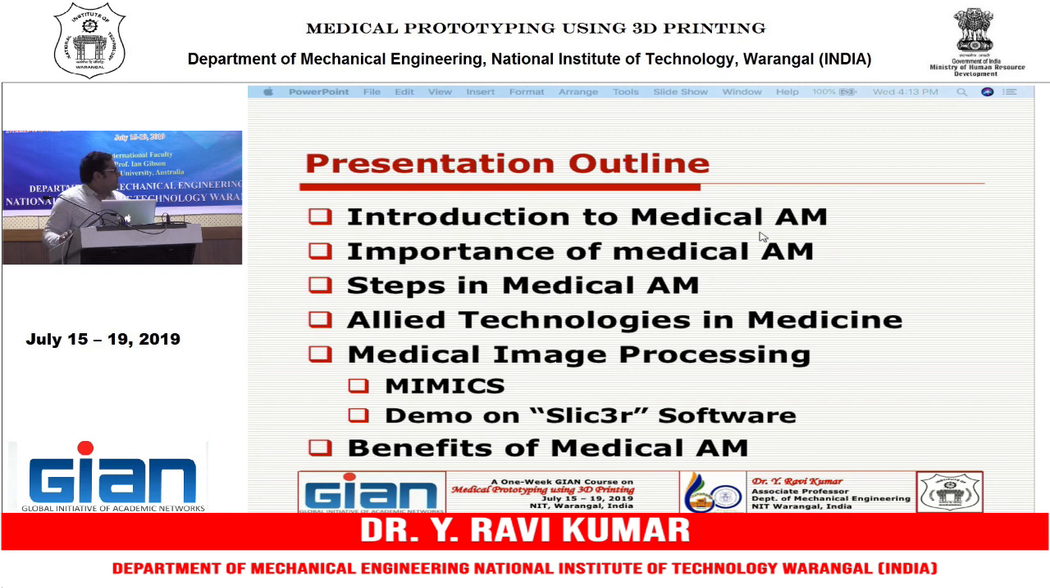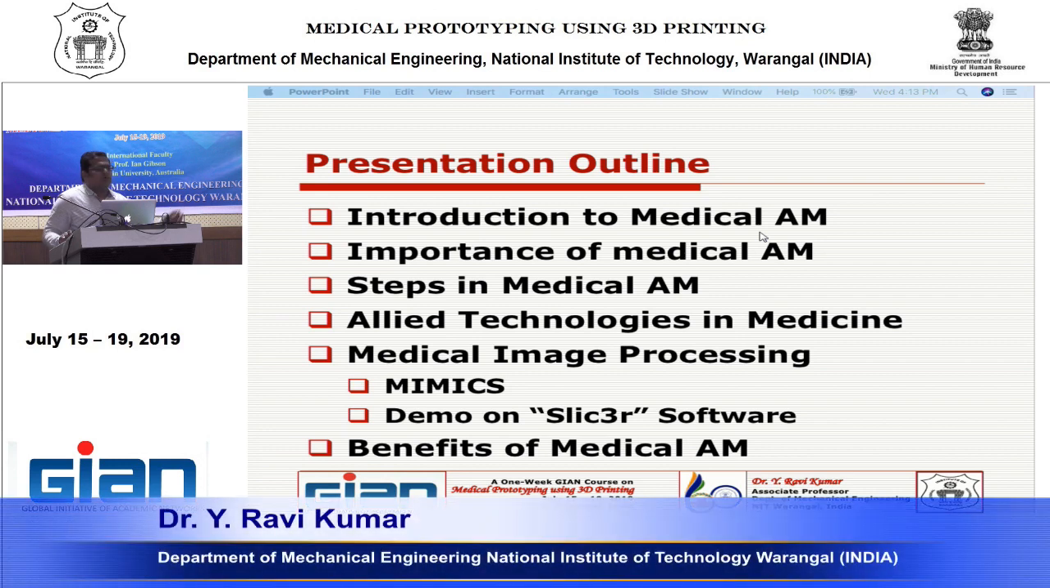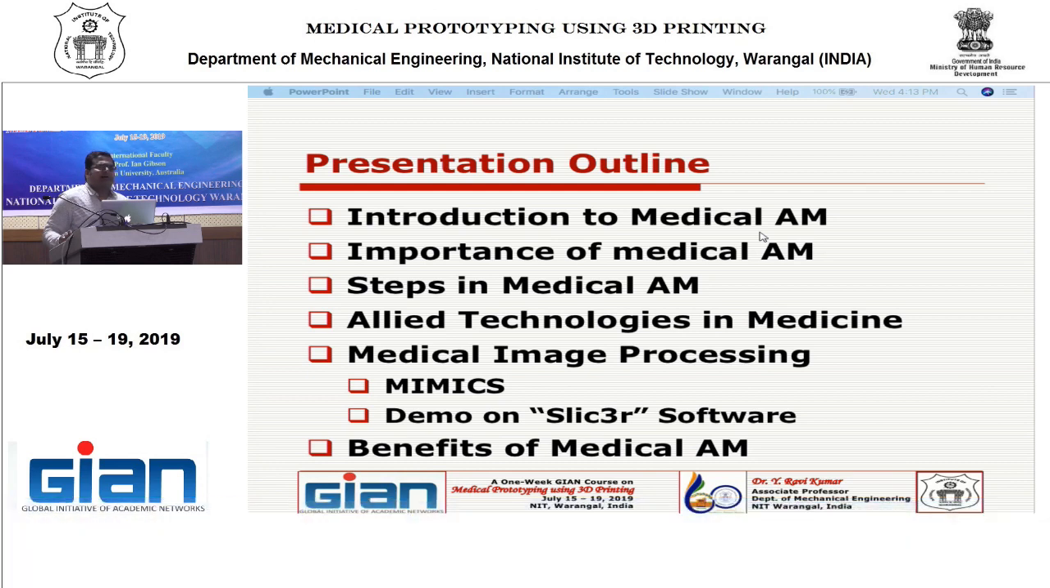And then medical image processing software: one is the famous Mimics software, that is a proprietary software, and it may be a bit costly also, and you have even an open source software called Slicer. It may have almost similar capabilities, and we are going to give a demo. So Manmadachari is ready to give a demo after this brief lecture. And finally, what are the benefits of this medical AM? So this is the content which I am going to talk about in maybe 45 minutes or so.